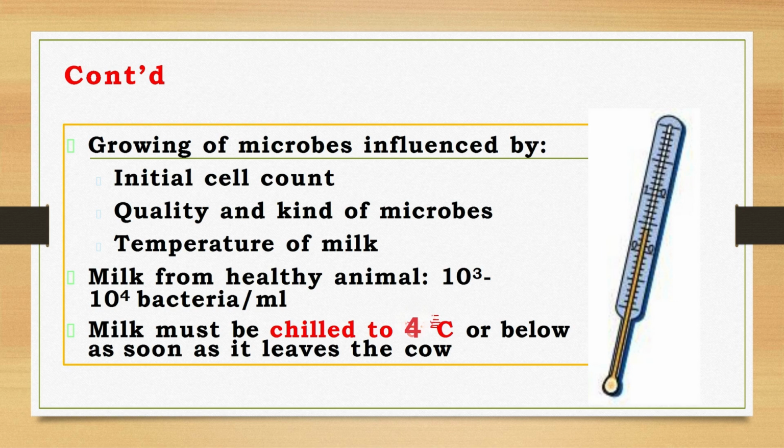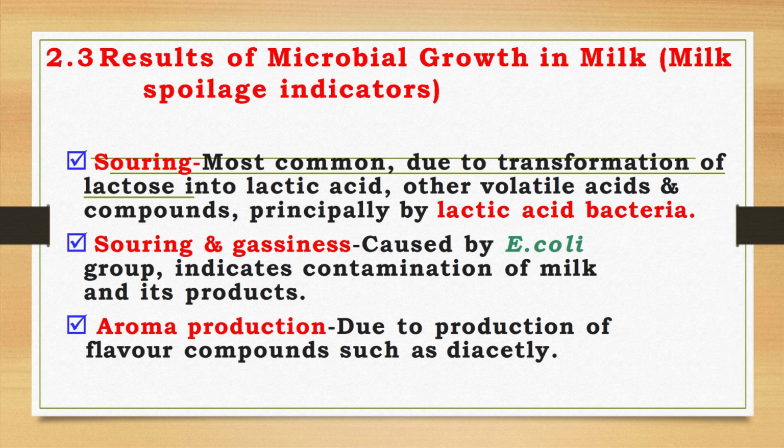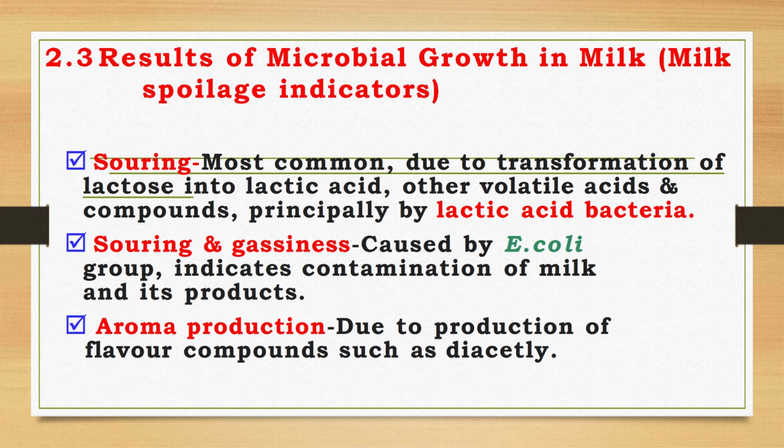So what happens when microbes grow? Let's discuss milk spoilage indicators. The most common is souring. This is due to the transformation of lactose into lactic acid and other volatile compounds, principally by lactic acid bacteria. Then there's souring and gassiness, which is often caused by the E. coli group. This indicates contamination of the milk and its products. We also have aroma production, which can be due to the production of flavor compounds like diacetyl.